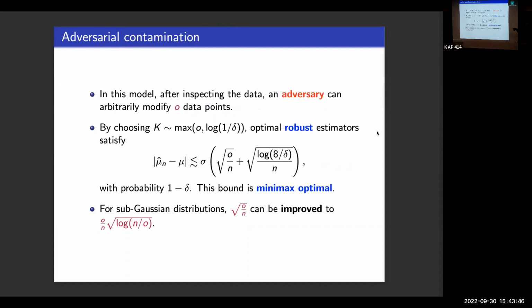So adversarial contamination means that within your n sample, you can allow an adversary to modify O data. So you take a fraction, let's say, O points among n, and you allow an adversary to just change them however he wishes. This is what we call adversarial contamination. And it turns out that the same estimators that I showed you before, the trimmed mean and median of means, if you choose k again so that it depends on both the confidence level and the number of outliers, then you can show the following bound.